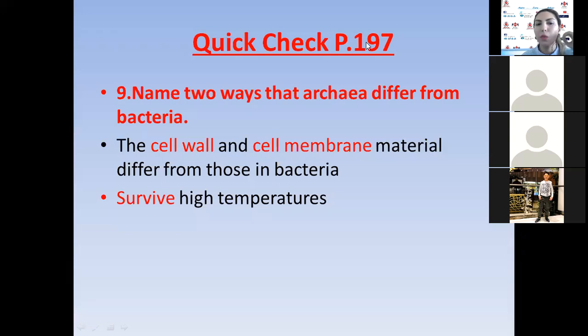Okay, in places with high temperature, because bacteria are found anywhere. You can find bacteria everywhere, but archaea can be found in severely high temperatures like volcanic eruptions or volcanic vents. Okay, be specific. The question here is how to differ between bacteria and archaea.